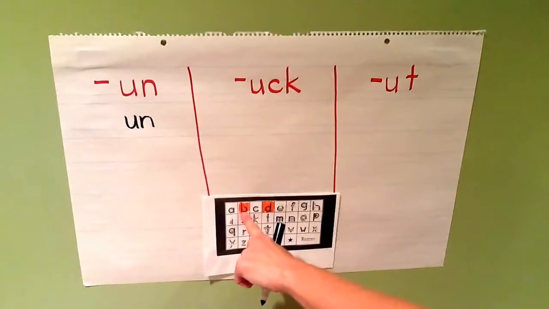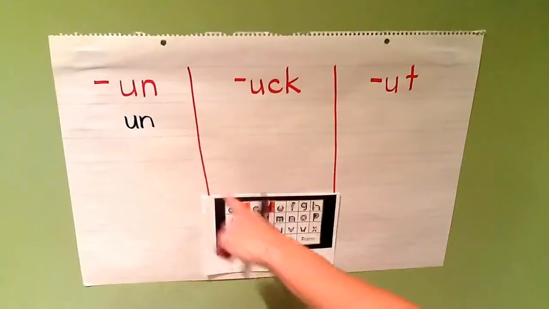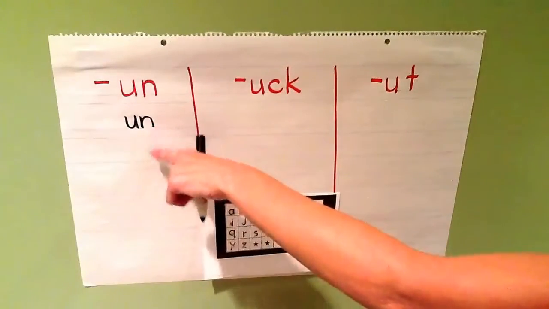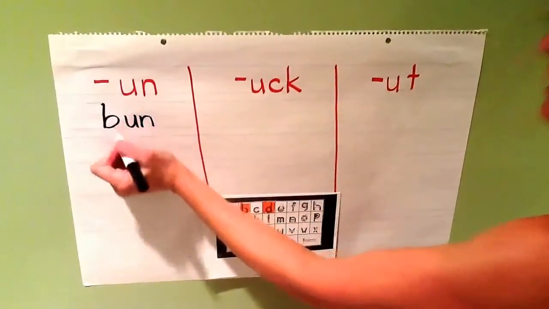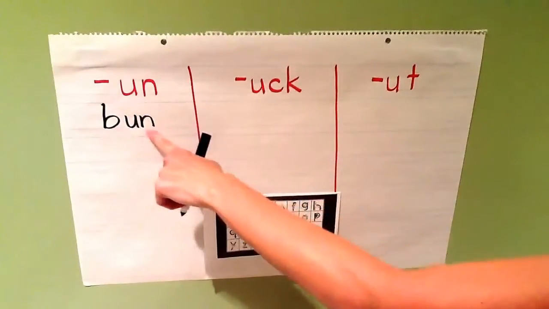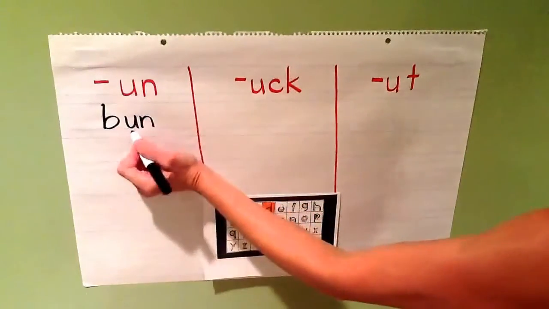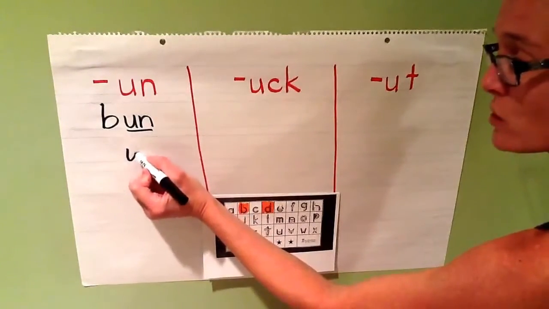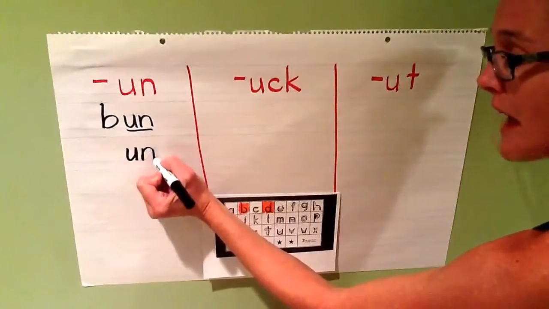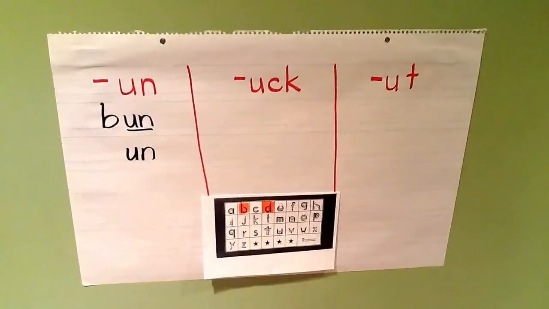What about if I add the letter B? Bun, like a hamburger bun. That would be a real word, wouldn't it? So this word is bun. In bun, the un is my word family. Let's think of another word we can write. I'm going to again write the un because that is the word family that I am working on.